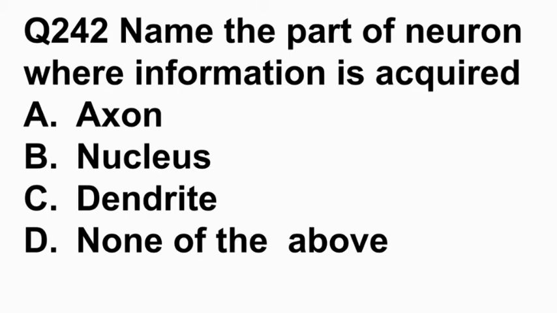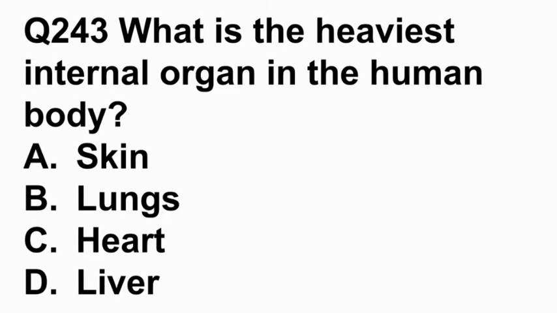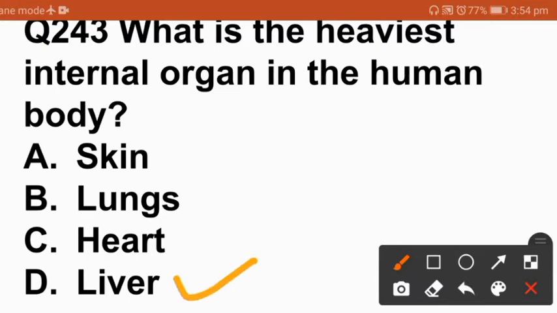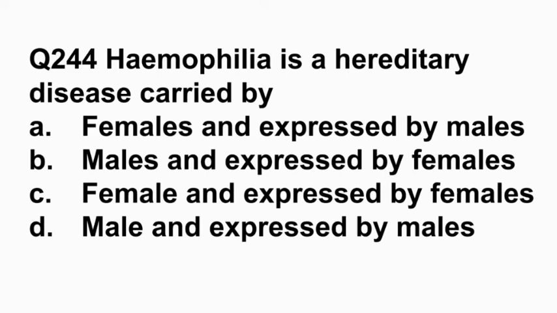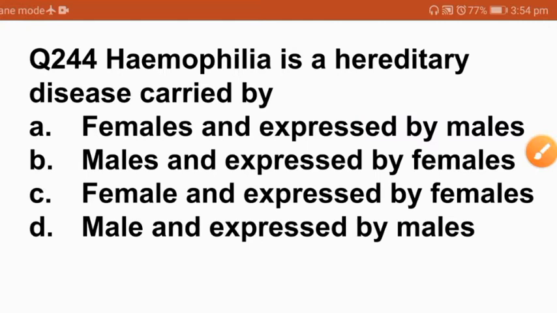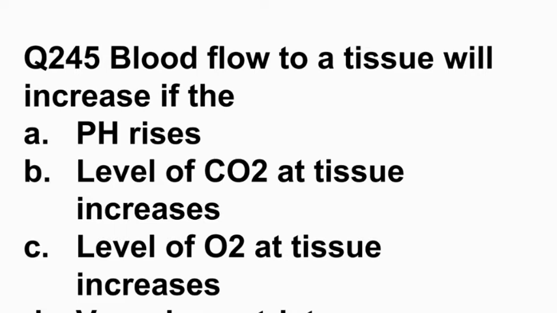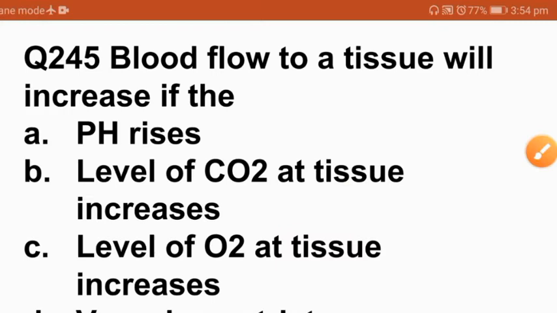Name the part of neuron where information is acquired. C. Dendrite. What is the heaviest internal organ in the human body? D. Liver. Hemophilia is a hereditary disease carried by A. Females and expressed by males. Blood flow to a tissue will increase if the B. Level of CO2 at tissue increases.